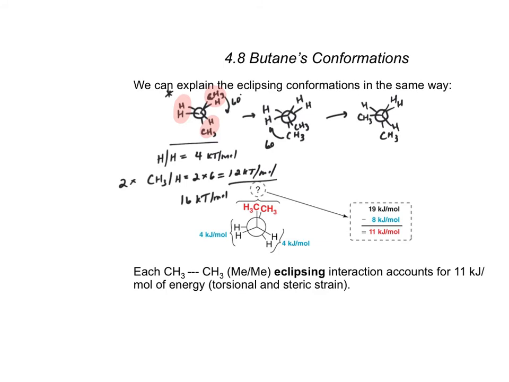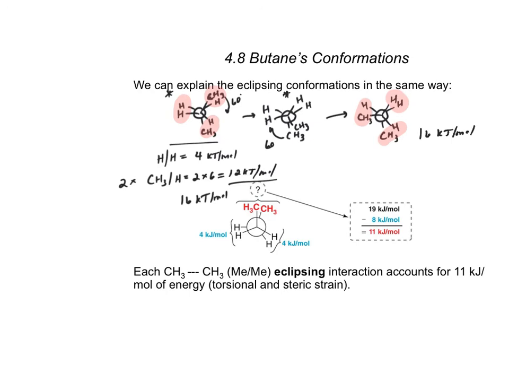So we find the same exact thing over here. This one is degenerate with respect to that first one. We get a hydrogen-hydrogen eclipse, and then two methyl-hydrogen eclipses. So this one is also going to be 16 kilojoules per mole, right?